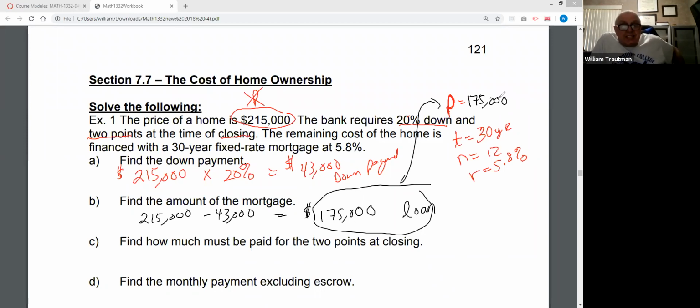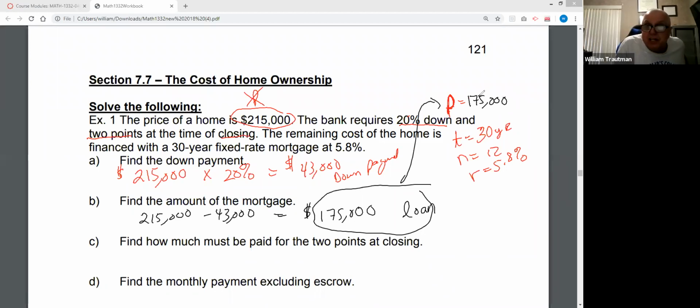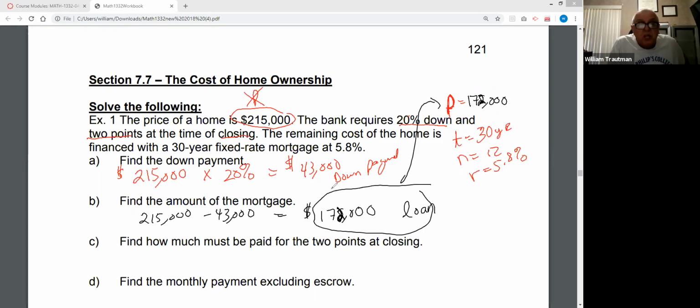Now, next is find how much must be paid for the 2 points. Yeah, so it's 172, not 175. Okay, I'm blind. Sorry, I can't even read my own calculator. 172. Find out how much must be paid for the 2 points at closing.